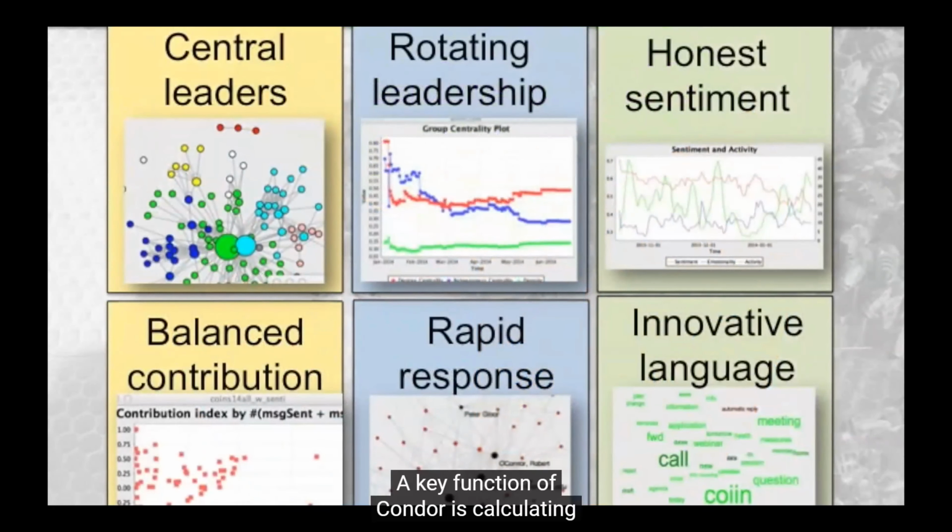A key function of Condor is calculating the six honest signals of communication. It measures centrality of a person, how much betweenness or degree a person has; rotating leadership, how much the network position changes over time, measured as local maxima and minima in the betweenness curve. It measures honest sentiment, which measures positivity and negativity and emotionality of a person, a group, and an entire network. It measures weighted variance in contribution index, how much of a sender or receiver somebody is. It measures how responsive somebody is, measured as average response time and number of nudges it takes. And it measures innovativeness of language, how influential somebody or a group is by using and introducing new words.